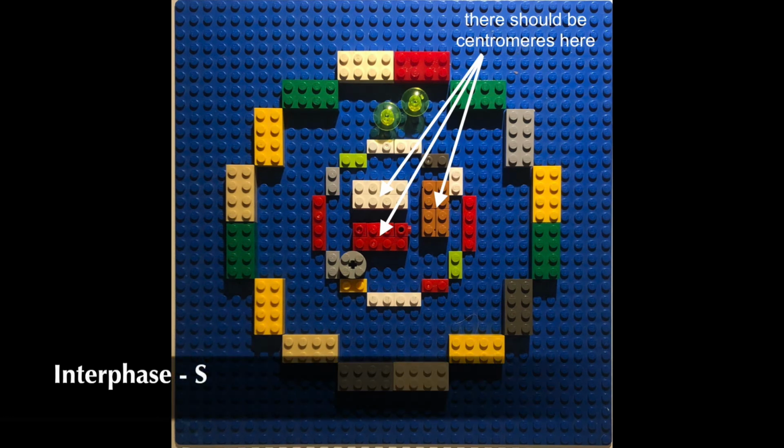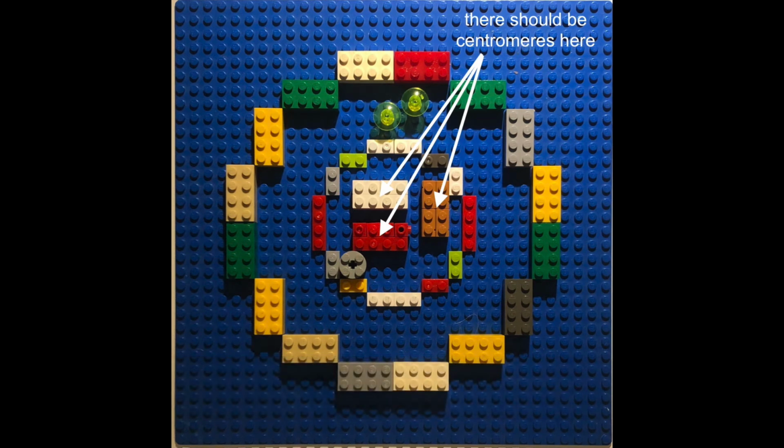During synthesis, DNA replication occurs, which results in identical sister chromatids, attached at the centromere, which isn't shown in the picture. The centrioles also duplicate.